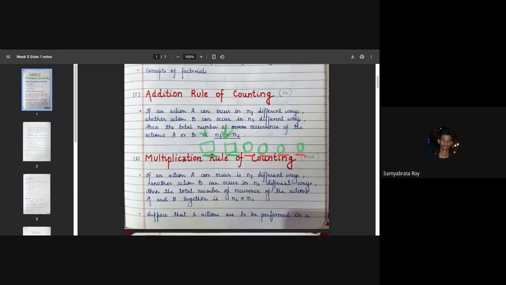So there's a basic difference between and and or. If you are getting a sense of A or B, then you should always follow the addition rule of counting. But if you are getting a sense of A and B together, then you should follow the multiplicative rule of counting. Fair enough?